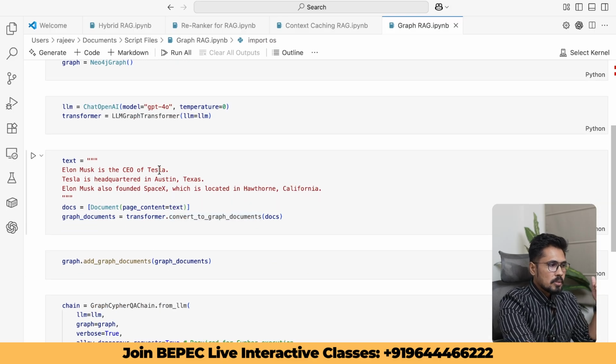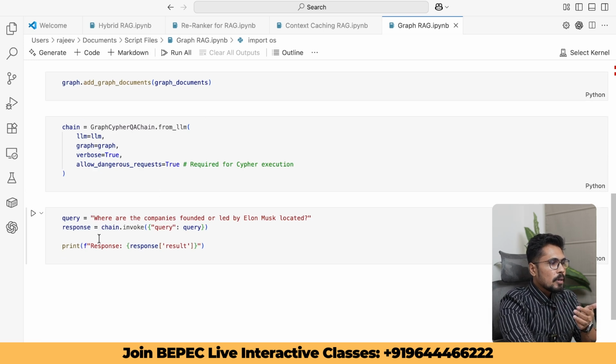Now, Elon Musk is the CEO, one document or one chunk. Tesla is headquartered, another chunk. Elon Musk also founded SpaceX, another chunk. Now, here we asked a question: where are the companies founded or led by Elon Musk located?